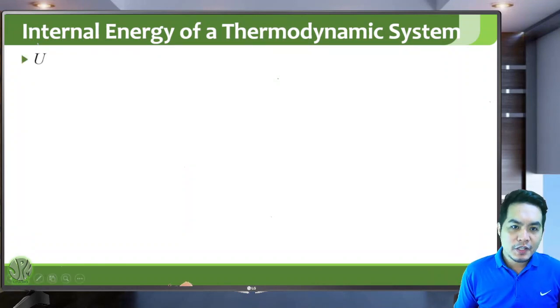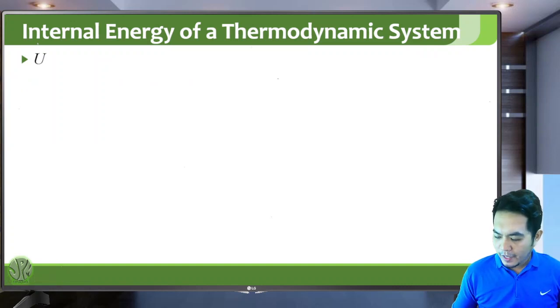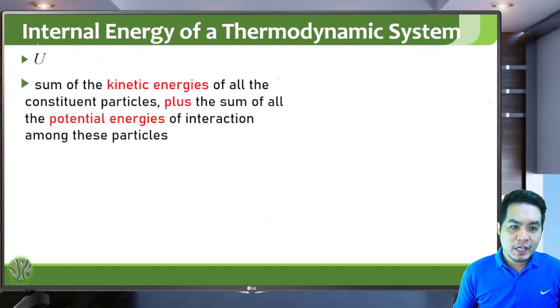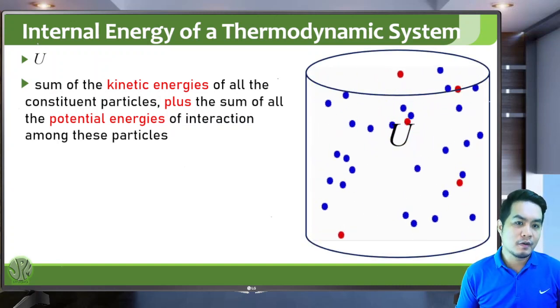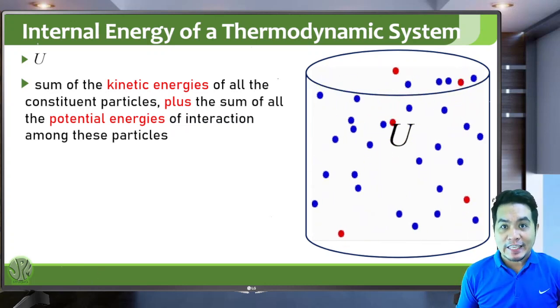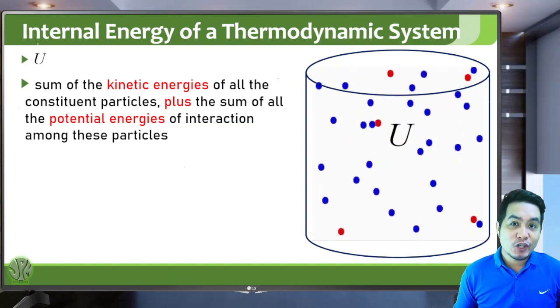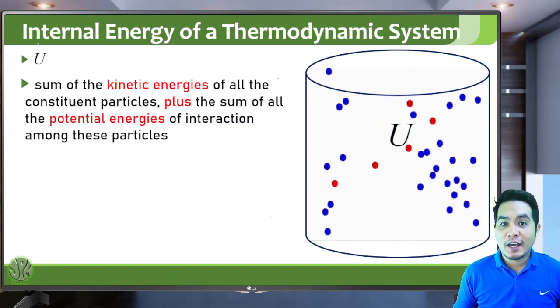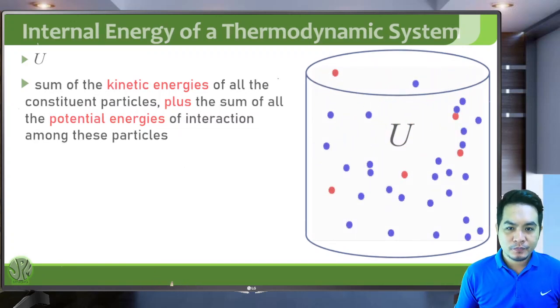So the internal energy of a thermodynamic system is designated by the letter U, and it's basically the sum of the kinetic energies of all the particles of the system plus the sum of all the potential energies of the interaction among these particles. So that's the internal energy, the kinetic plus potential energy of all the particles belonging to that system.